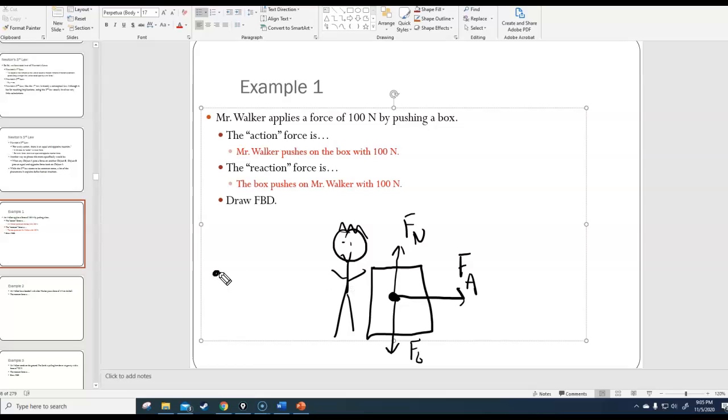So if I do my separate FBD, I'm going to do it off to the side just so it doesn't overlap too much. But the FBD for Mr. Walker would have force of gravity going down, normal force going up, and then the reaction force would be an arrow going to the left. Remember, it's equal and opposite, so opposite meaning opposite direction, but the size of the arrow should be the same, and I'm going to call that FA, and guess what? That is 100 newtons. So if I put a force of 100 newtons on the box, the box pushes back on me with a force of 100 newtons.